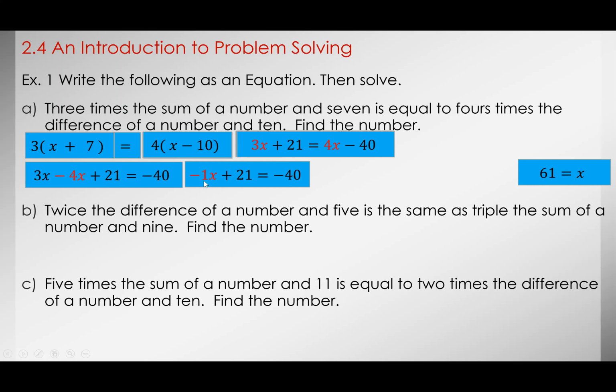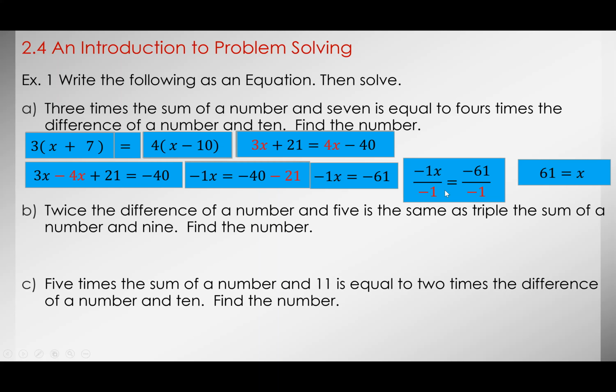But if I move it to the left, you have to know that you have to move the 21 to the right. And if you move the 21 to the right, you have a negative 40 and a negative 21, which will give you negative 61. And because there's a negative 1 here, we need to divide by a negative 1. And if you divide by a negative 1, everybody see that negative 61 divided by negative 1 is equal to 61. So it doesn't matter how you do it.